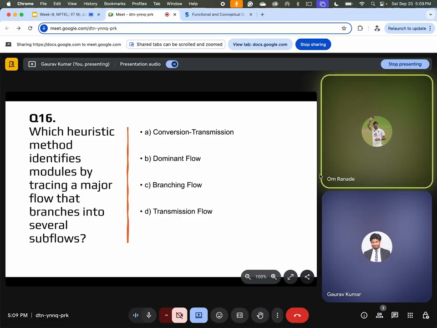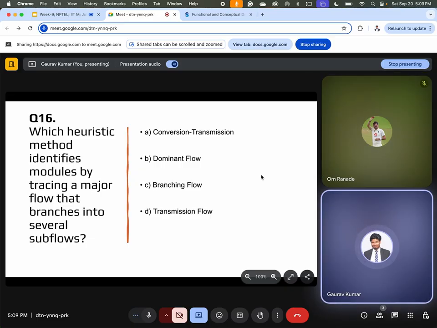Branching flow. Yes, correct. Branching flow is the heuristic used in module identification where a dominant functional flow splits into multiple subflows. So this branching point becomes a logical basis for creating a distinct module. For example, in electrical systems, power from a battery may branch out to supply different subsystems such as lighting, sensors and control units. Each branch can be treated as a separate module because it serves a unique function.